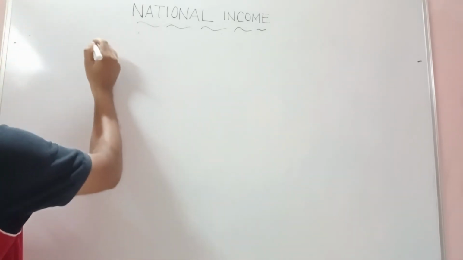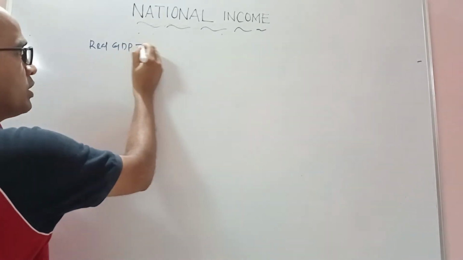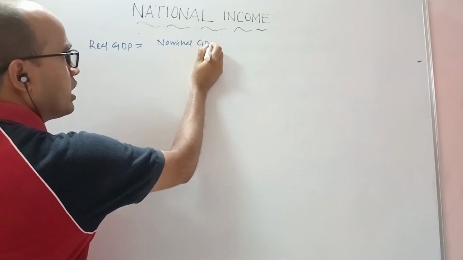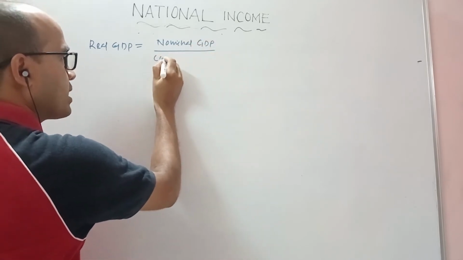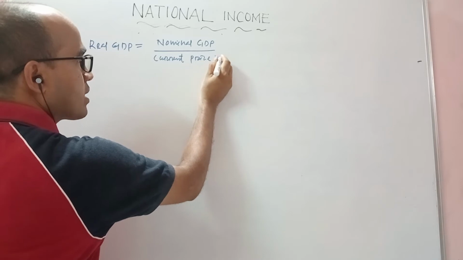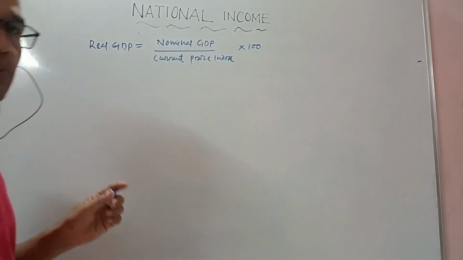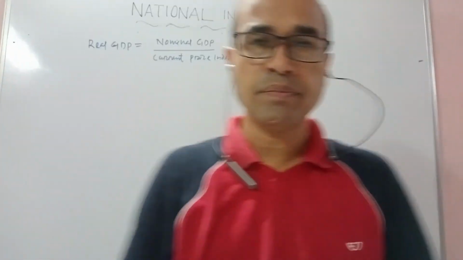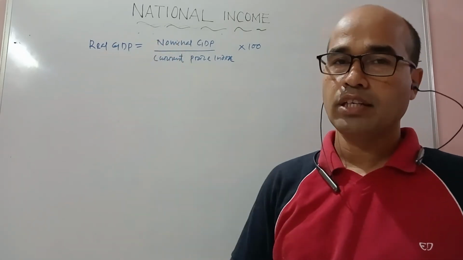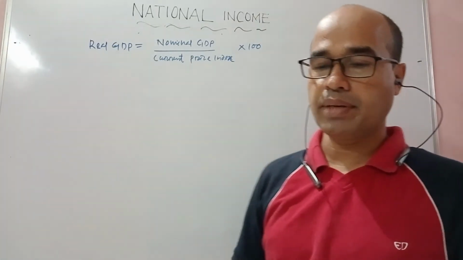Okay, so calculate real GDP. What is the formula for real GDP? Real GDP is equal to nominal GDP or GNP, whatever may be, divided by the current price index, into 100. Because this is the formula, you remember the formula. They can ask you to calculate real GDP, nominal GDP, or the current price index. This is the formula, and whatever the question, you can apply the formula, then you can find out the answer.